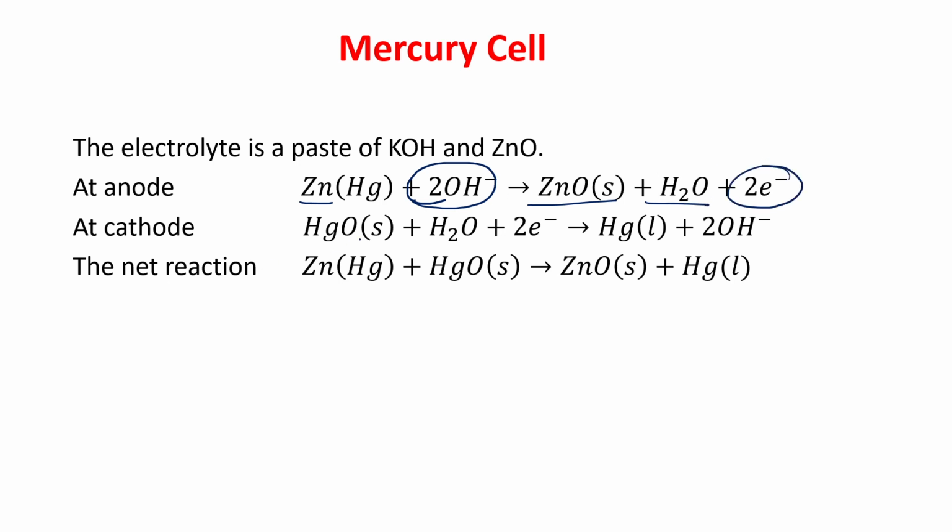Whereas at the cathode, mercury oxide is present, that in the presence of H2O and those 2 electrons is converted into liquid mercury along with the release of 2OH minus ions. So the net reaction is zinc plus mercury oxide will give you zinc oxide plus liquid mercury.